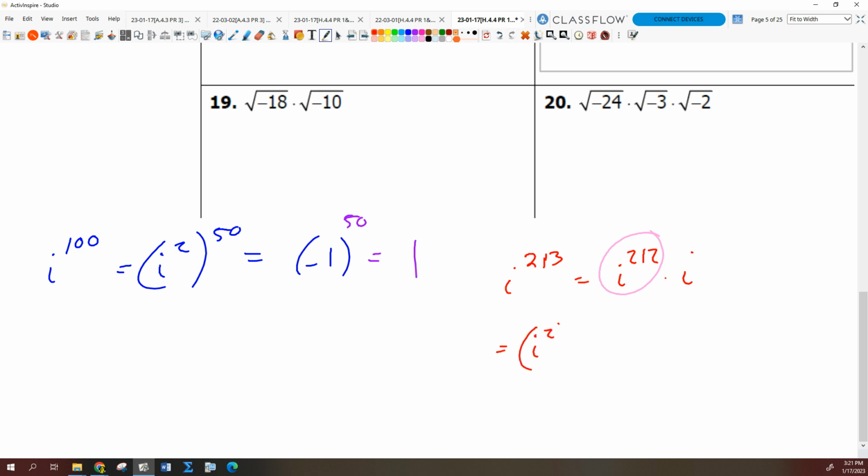What's 212 divided by 2? 106, right? So I to the 212 is just going to equal I squared to the 106, times my extra I. I squared is negative 1. So I get negative 1 to an even power times I. What's negative 1 to an even power? 1. So I get 1 times I equals I. Good? Okay. Make sense? Okay, one more.